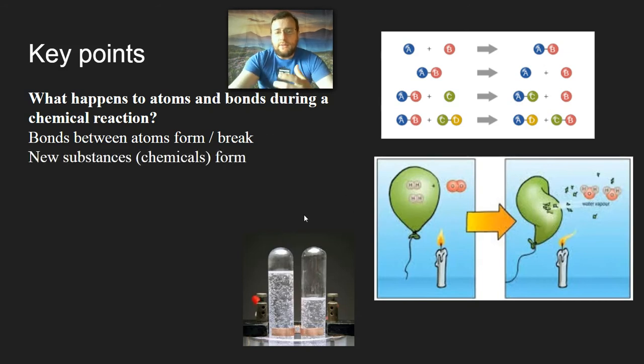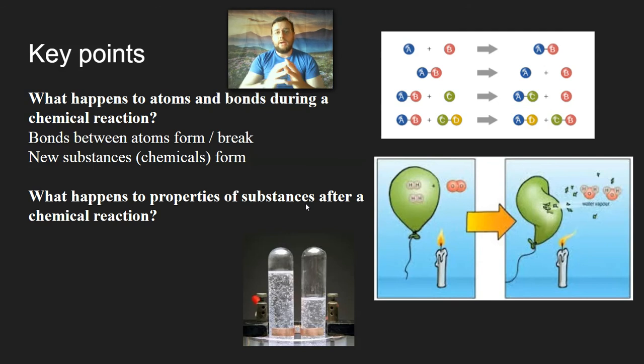So the key thing is that there are always new substances that form. So right here is a compound that's made up of A and B. Right here, you have A by itself and B by itself. So you go from a compound to an element and so forth. So each of these things is showing that you can break and make new bonds to form new substances.